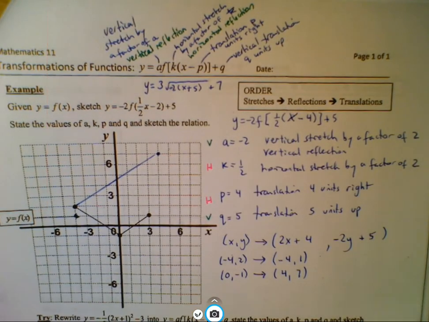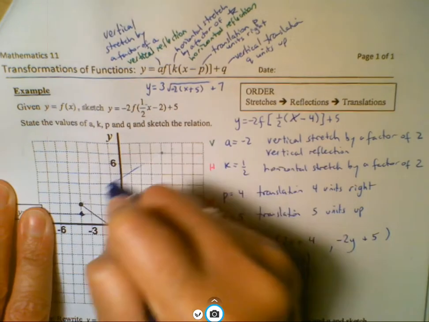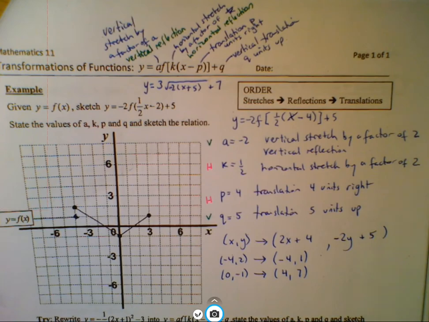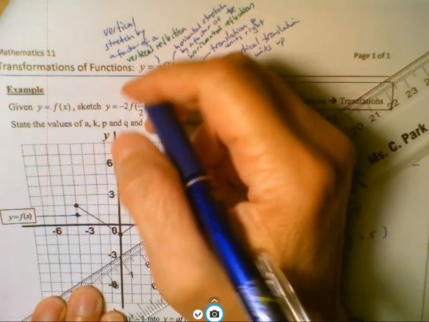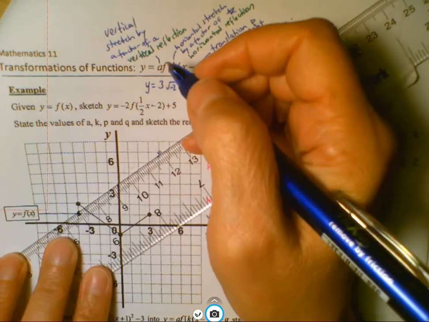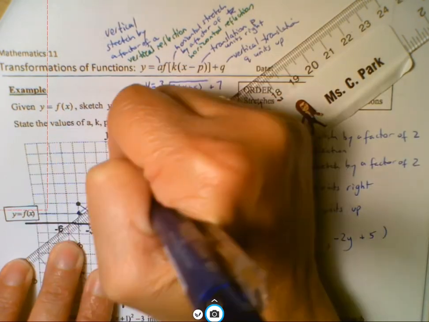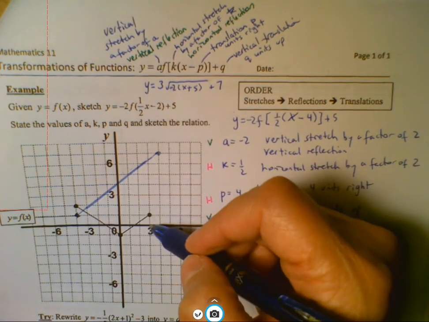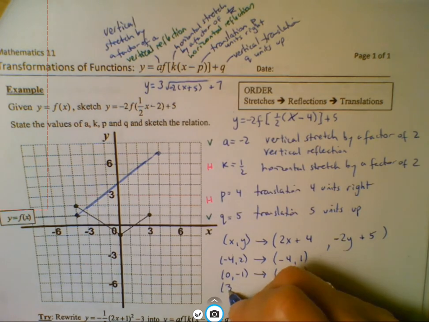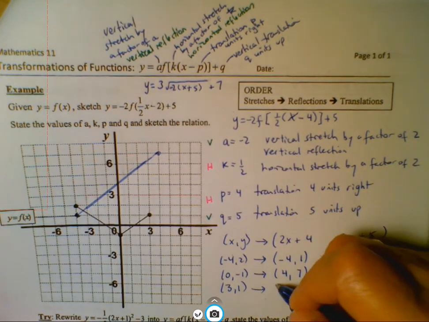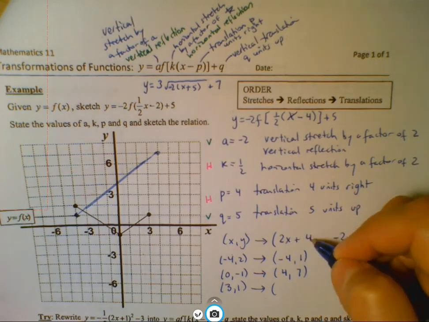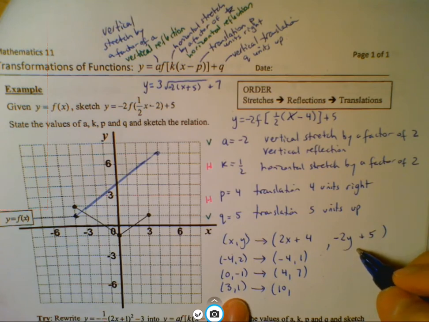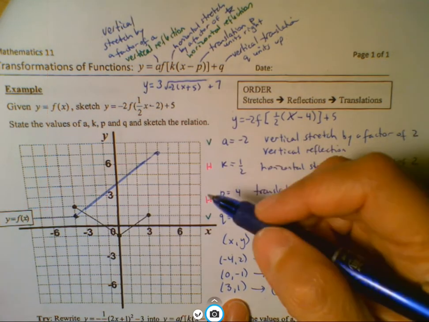Oh, oops, wrong one. Let's do it again. It's the new dot. So 4 and 7, these two. Okay, and then I'm going to have my last point, which is 3, 1. So that's going to be 2 times 3, which is 6, plus 4 is 10. And negative 2 times 1 is negative 2, plus 5 is 3. So I have the point 10, 3.